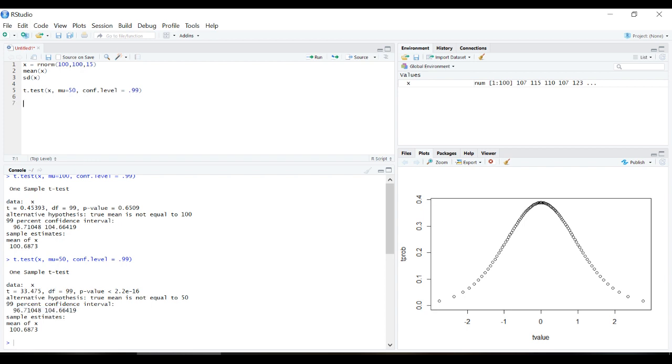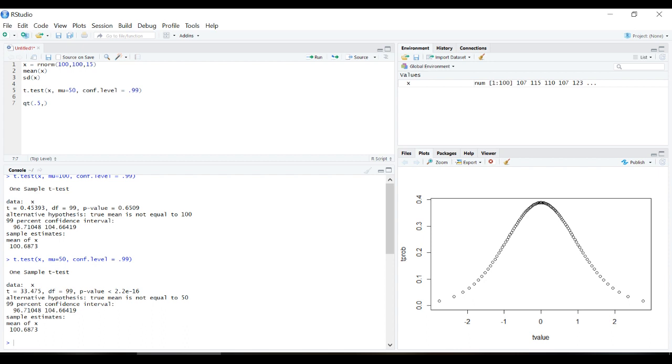There is a function called qt which reports quantiles for the t-distribution. So let's say you wanted the quantile corresponding to 0.5, or the median. That would be the first argument you would enter, and then the second argument you would enter is the degrees of freedom for this particular t-distribution.